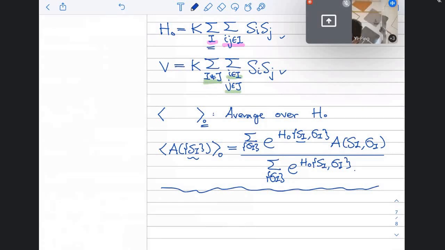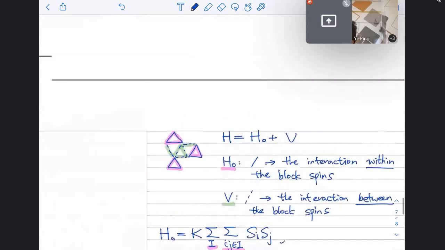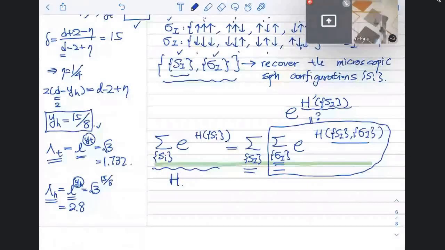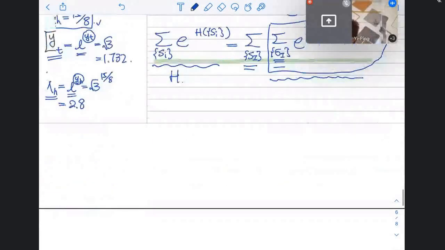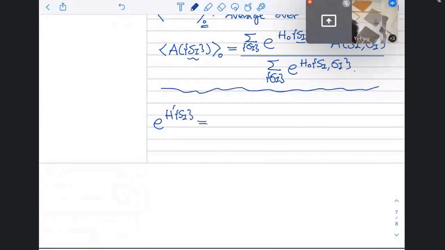So once we have this definition, we ask what exactly is this object. Remember now, H we can divide into the H0 part and the V part. So let me just write it. This is the new Hamiltonian with the block spin. It is defined by the summation over the configurations within the block.